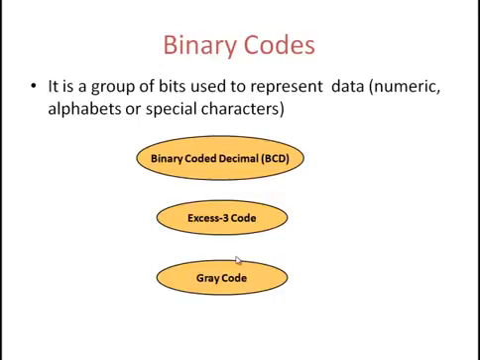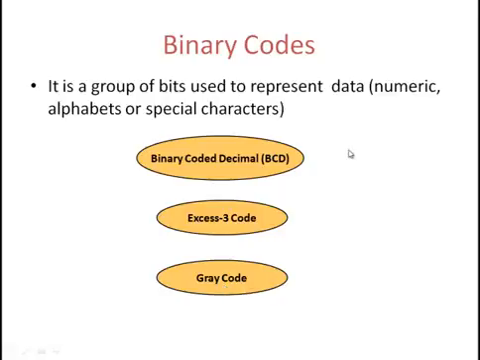The first one is binary code. Actually, binary code is a group of bits used to represent data in digital systems. That data can be in the form of numbers, alphabets, or special characters. In this lecture, we are going to study these three codes. First is binary coded decimal, that is BCD. Second is XS3 code, and the third one is gray code.